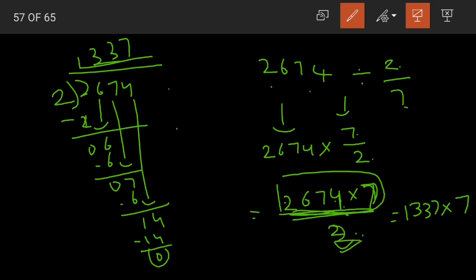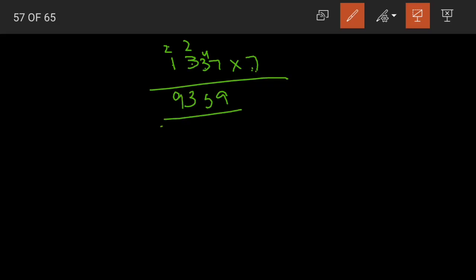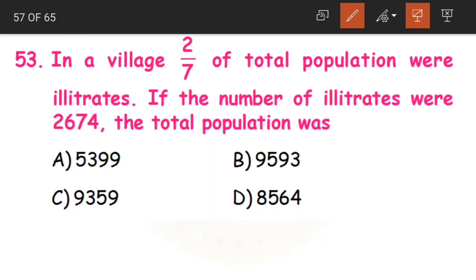Multiply 2674 by 7 and divide the product by 2. To make our multiplication easier, what did I do? First I divided the number by 2 and then the quotient will be multiplied by 7. 1337 into 7. 7 sevens are 49. 7 threes are 21 plus 4, 25. 7 threes are 21 plus 2, 23. 7 ones are 7 plus 2, 9. 9359 is our answer. That is option C.